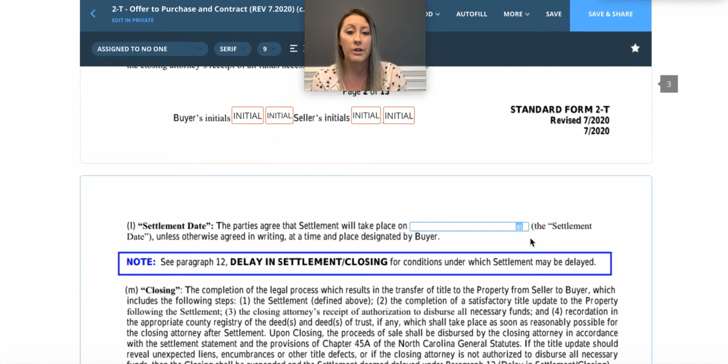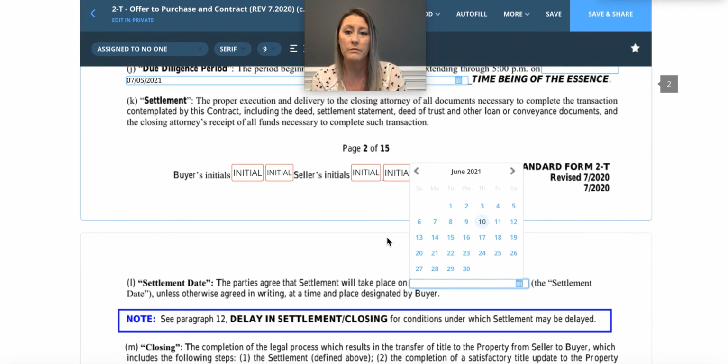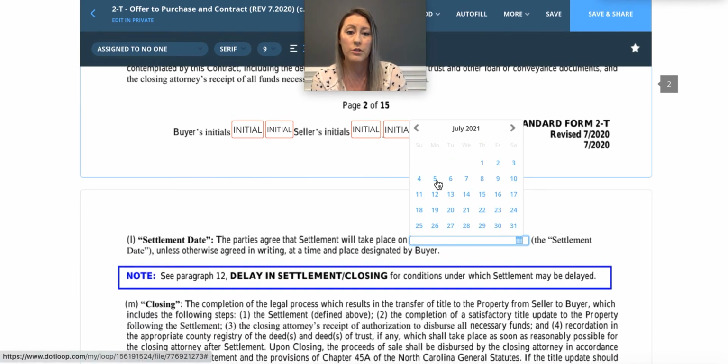And then we're going to settlement, closing day. Our due diligence ends July 5th, and I like to do a week after my due diligence ends. Usually by the end of your due diligence, you've already discussed any repairs that need to be made and the sellers are working on it. The week is just to get things tied up, make sure the lender has everything they need and nothing crazy is happening. It's a week of rest and getting ready for the closing.